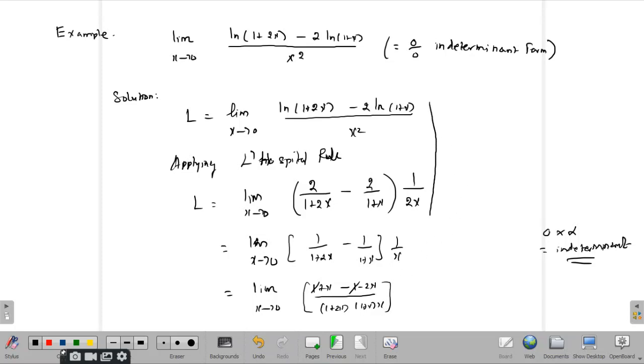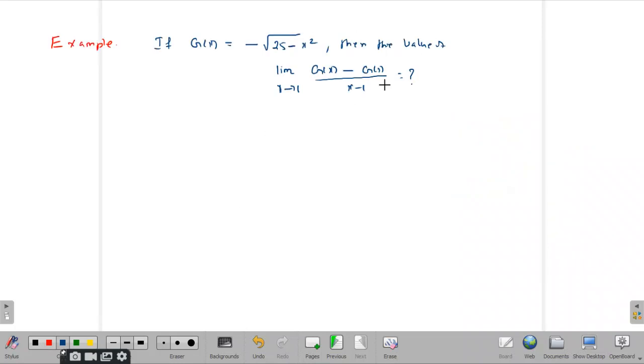Finally, the lowest form of the given expression, limit x approaches 0, the numerator minus 1 is left, the denominator 1 plus 2x into 1 plus x, is it not? Now let us take the limit. Taking x approaches 0, minus 1 alone is the answer. This is the answer, minus 1.